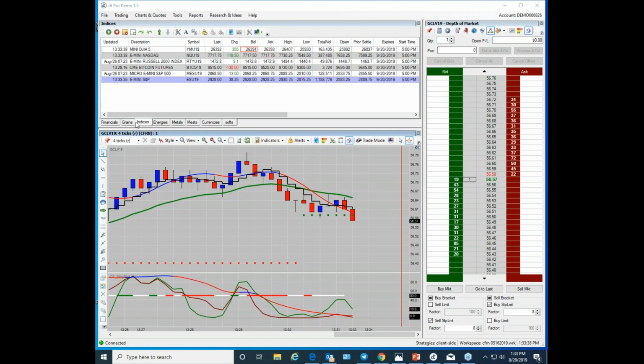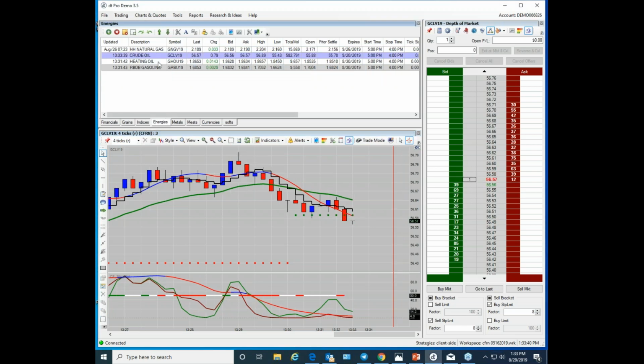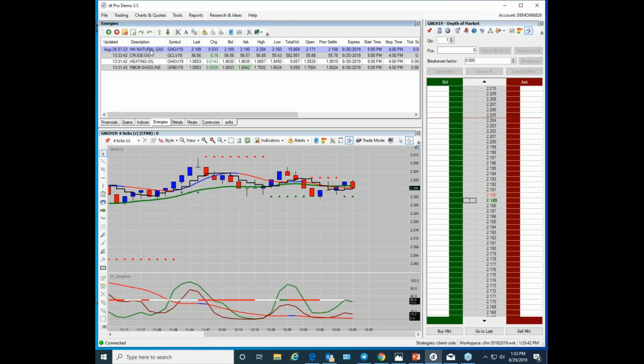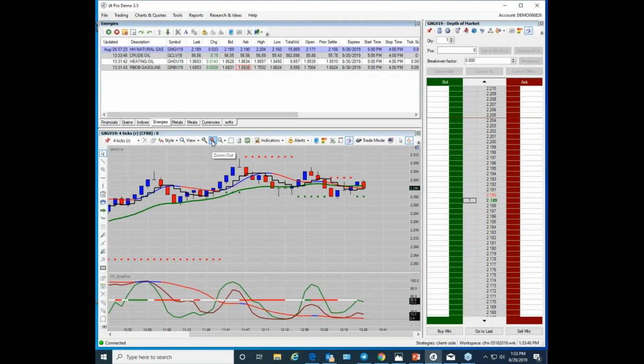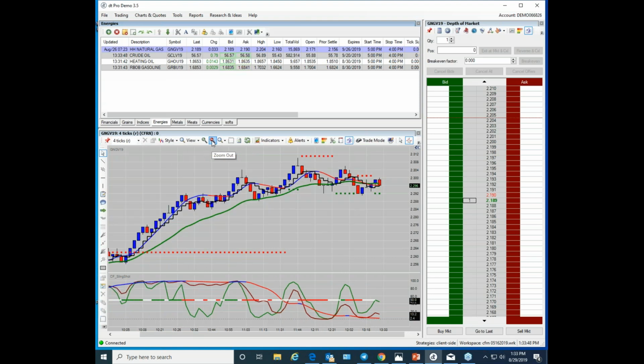Okay. All right, so let's look for something else. Let's try to get our hands dirty a little bit here. This is the natural gas in October. Zoom out, zoom out, zoom out. Are we trending? No. Right? That one's easy and obvious. Back and forth, back and forth. Okay? We're not trending. That's a disqualifier. No trades.